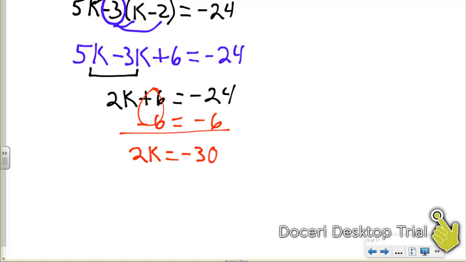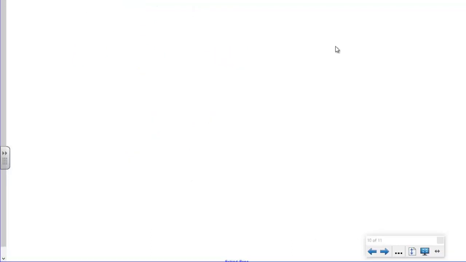And then the last thing we do is to eliminate this 2 by dividing by 2, because 2 is multiplying with k, so to undo that, you're going to divide by 2 on both sides equally. And now we're left with k equals, because 2 divided by 2 is 1. And on the right-hand side, we have negative 30 divided by 2, which is negative 15.